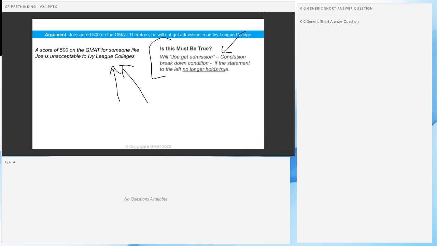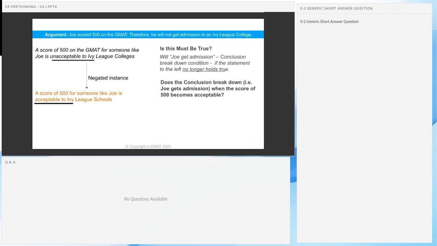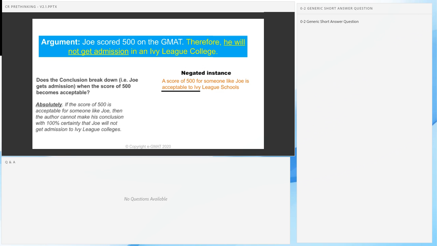Now, this is something that's important for you to understand. When you say a statement is no longer true, by definition, what you're saying is that its negated instance is true. And that's a really important thing that you need to understand. So, when you say this statement is no longer true, by definition, what you're saying is this is true, which means the score of 500 on the GMAT for someone like Joe is acceptable to Ivy League colleges. Now, if this becomes acceptable, then what happens to my conclusion? It breaks down. Why? Because if a score of 500 for someone like Joe becomes acceptable, then I, as an author, cannot say with 100% certainty that Joe will not get an admission in an Ivy League college.